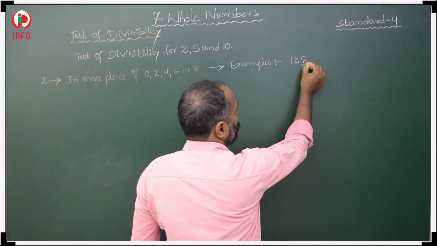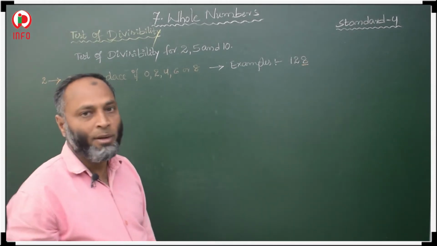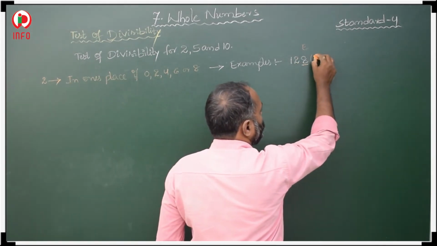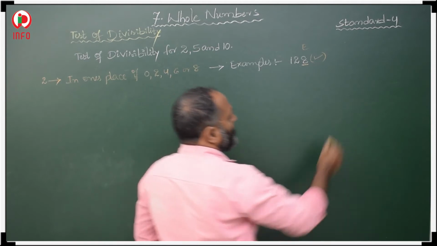8 is there. 8 is an even number. It is divisible by 2.